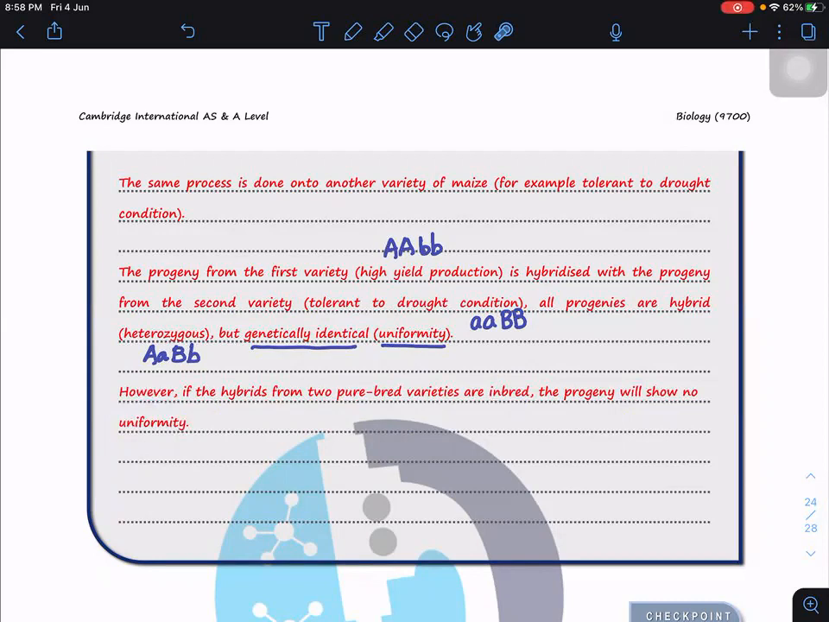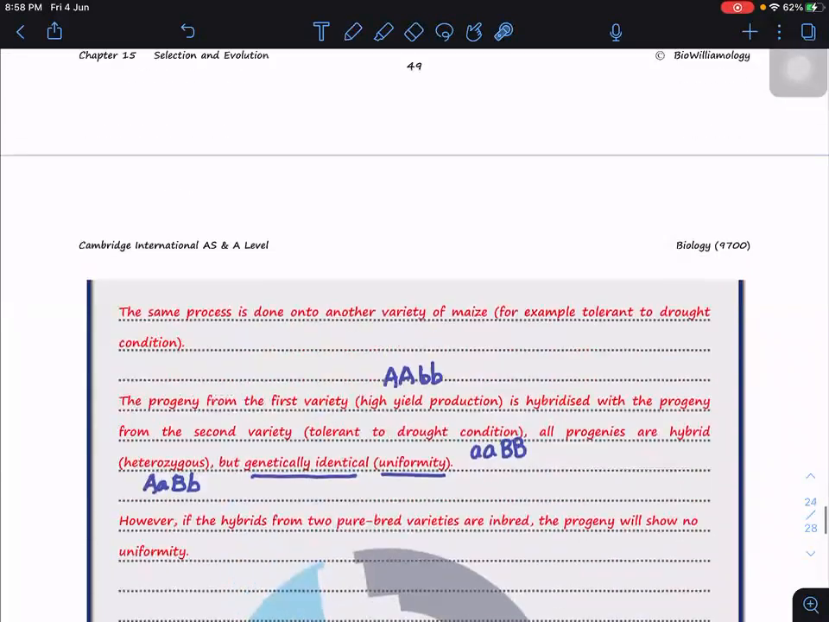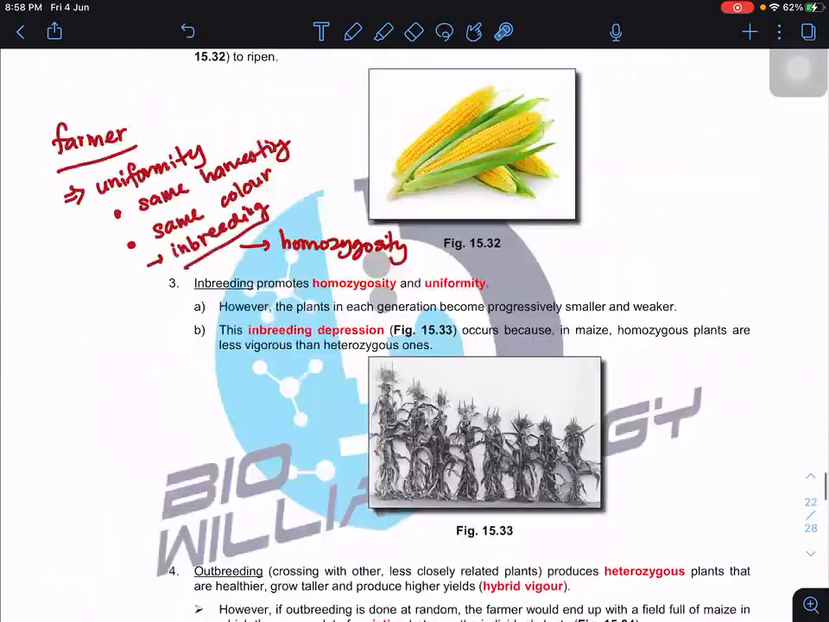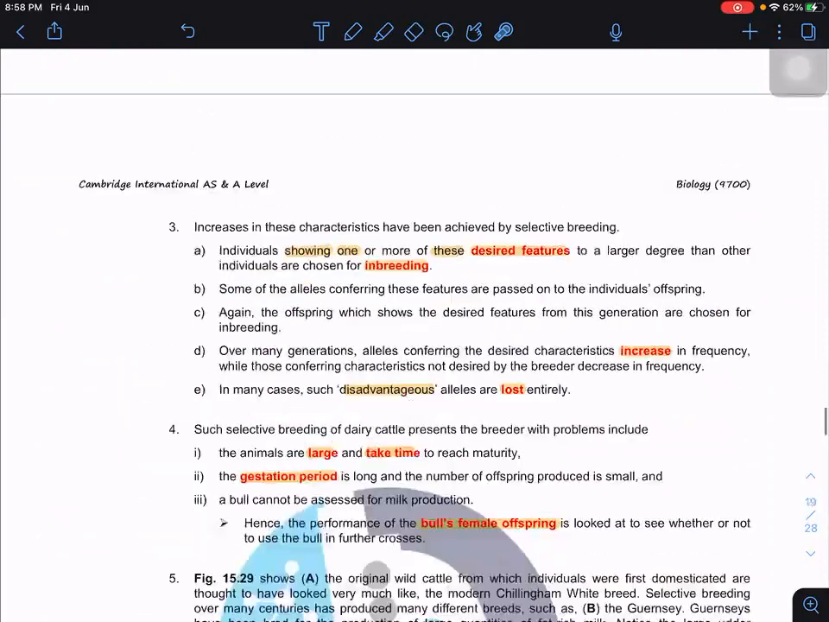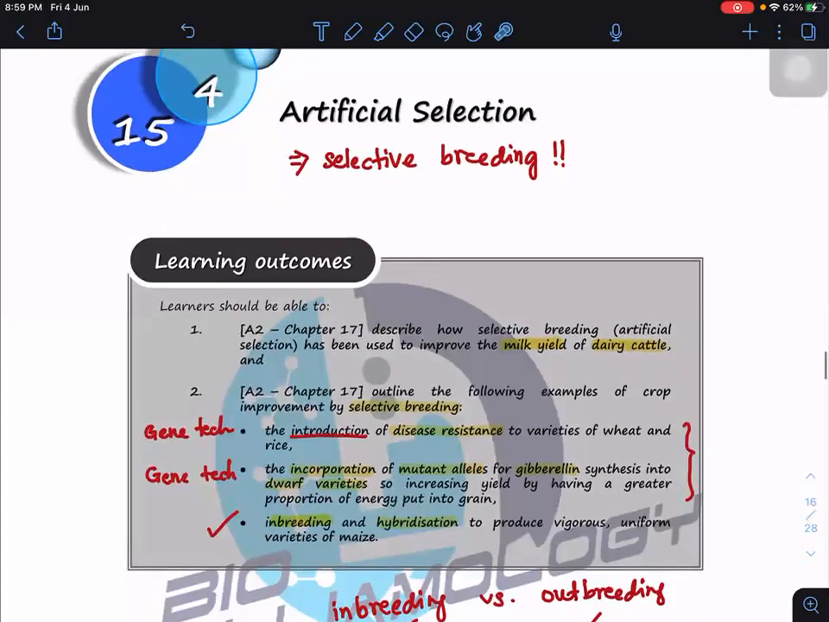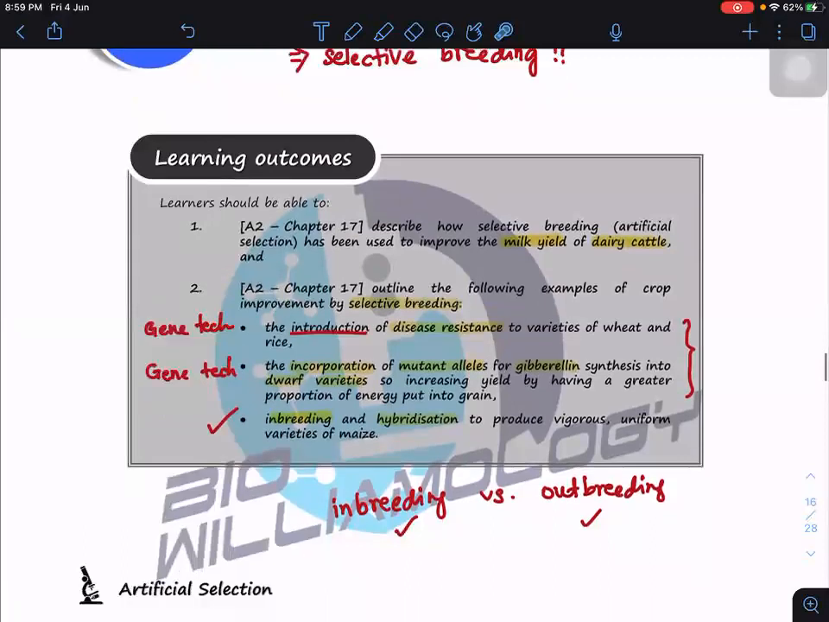But we know that if the hybrid from the 2 pure breeds are inbred, the progeny will show no uniformity anymore. Okay, with this, I have done the first part of today's lesson, discussing selective breeding. So we achieved the learning outcome here already. We talked about milk yield production in dairy cattle. We also talked about gene tags, but I'm not going to detail that. We also talked about how inbreeding and hybridization produce a vigorous and uniform variety of maize, and how to do inbreeding and also outbreeding.